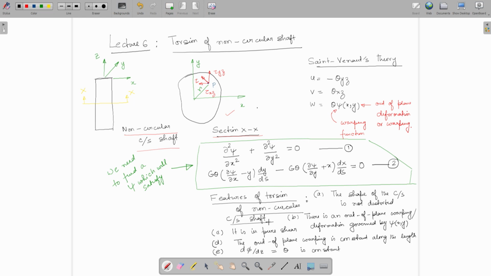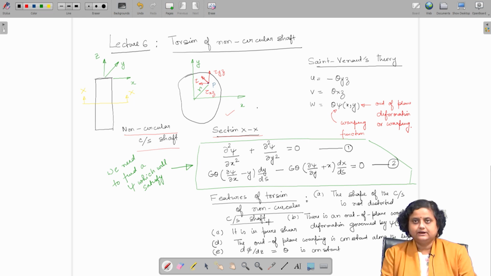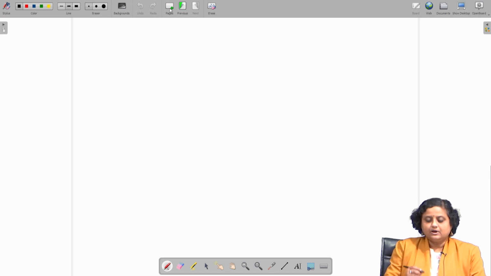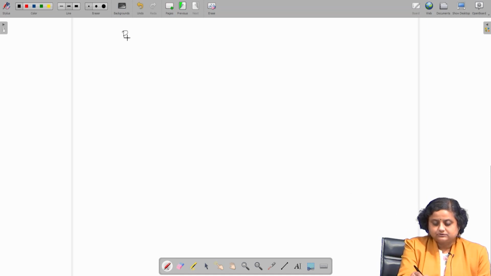The essential difference with the circular shaft, as I mentioned earlier, is the out of plane warping. Now, let us look into the second topic, which is the Prandtl stress function.